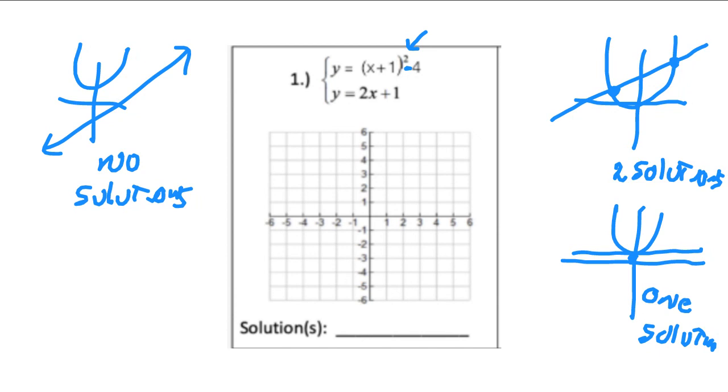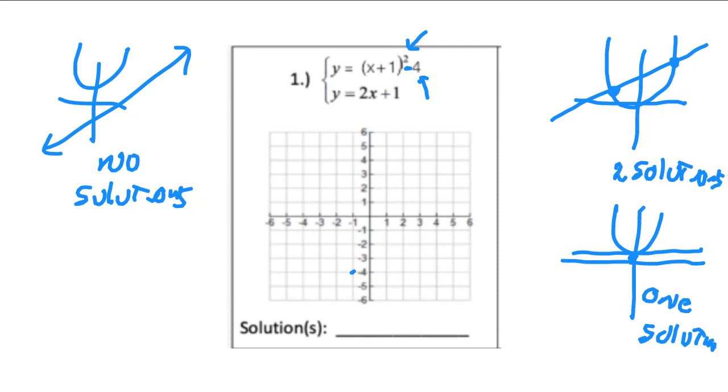Okay, so how do we graph this? Remember, this number tells us how far up or down I go. So I know I'm going to take my parabola and shift it down 4 units. And this tells me that I have to shift it over one place to the left. So my parabola is going to look like this. I'm going to shift one place to the left, 4 units down. That's where my parabola is going to start.